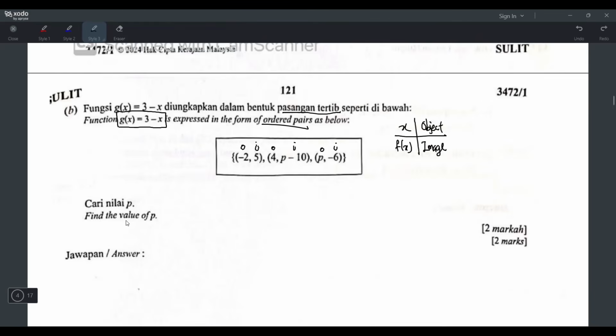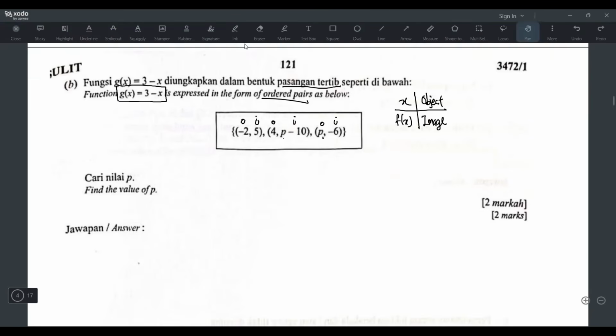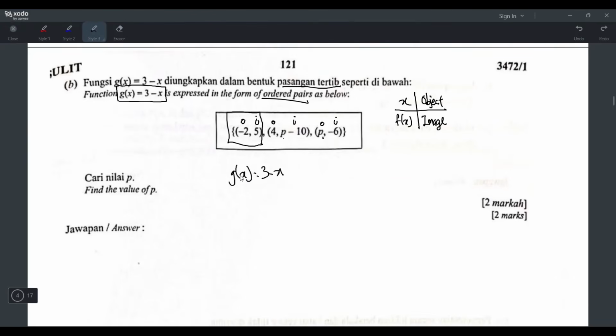Okay, now it says find the value of small p. Okay, I can see it here. This is the small p they're talking about, right? Okay, so how to find this p? Well, they already give us the function notation g(x) equals 3 minus x, meaning the image is equal to 3 minus object. Because g(x) is the image, I told you just now. x is the object. So what this equation means is image is equal to 3 minus object. That is why if you look at this set, 5, which is the image, is equal to 3 minus negative 2.